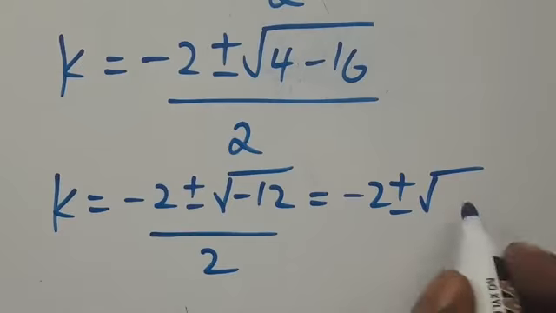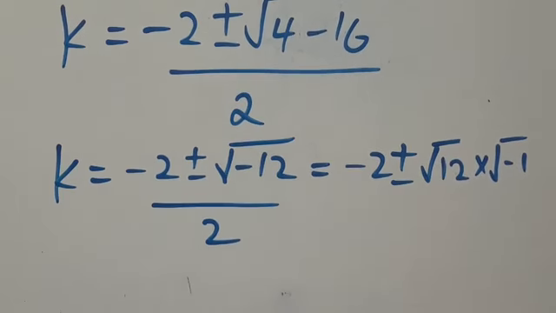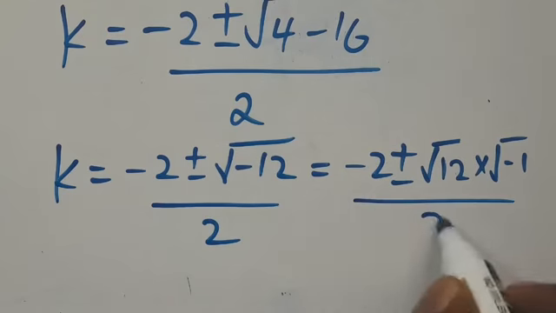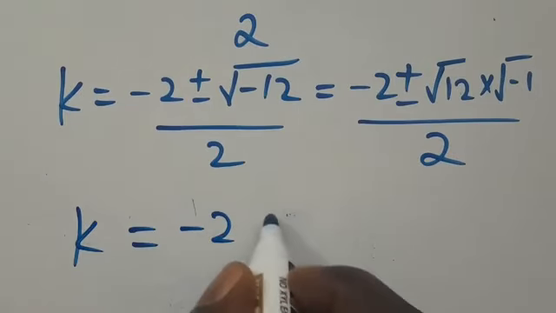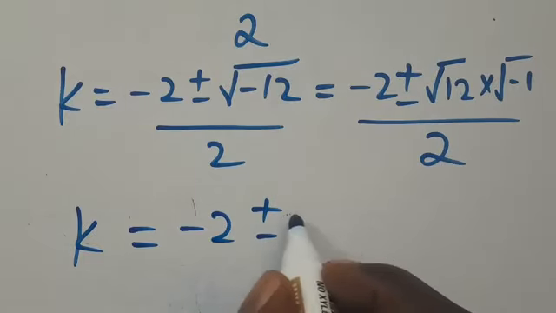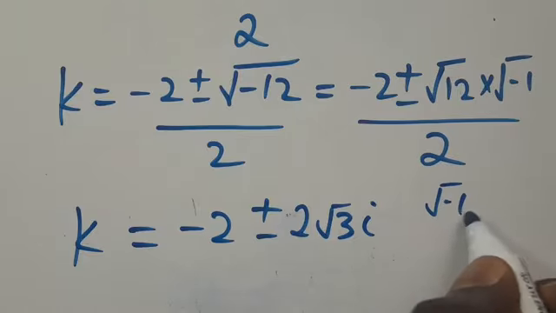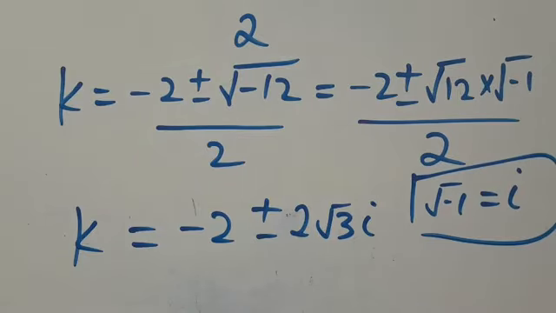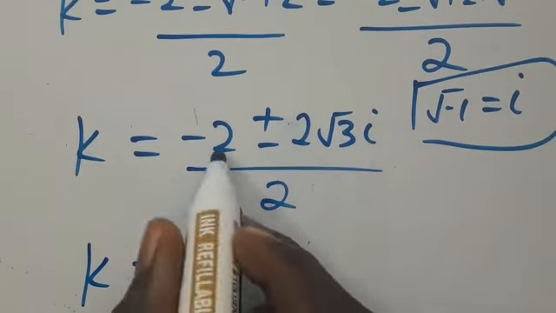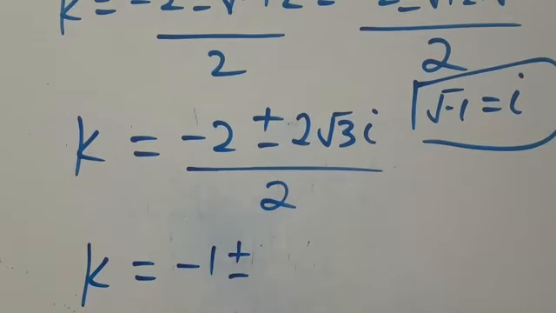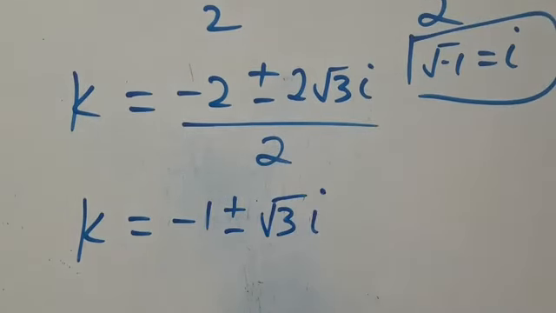Which equals minus 2, positive or negative, root of 12 multiplied by root of minus 1. You can simplify this to be equals this, divided by 2. So from here we have k to be equals minus 2, positive or negative. Root of 12 will be 2 root 3. Root of minus 1 equals i, a complex number, divided by 2. So we have k to be equals, this divided by this, we have minus 1, positive or negative. This divided by this, we only have root 3i.